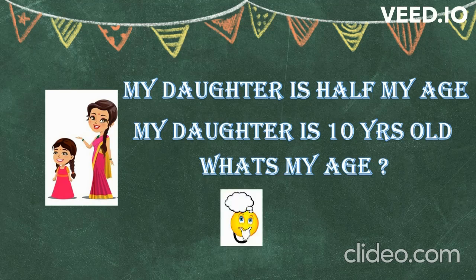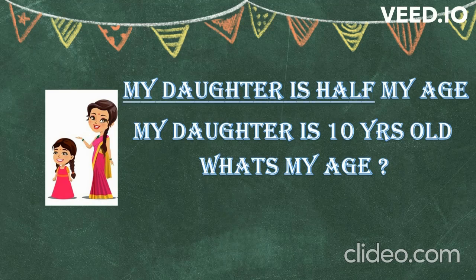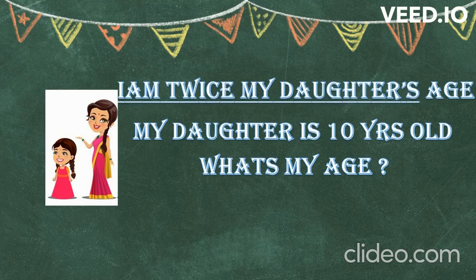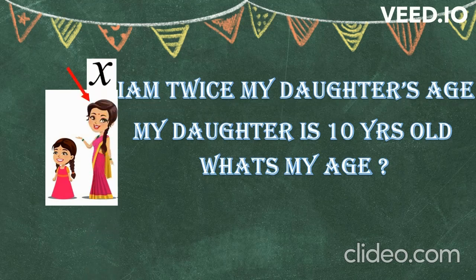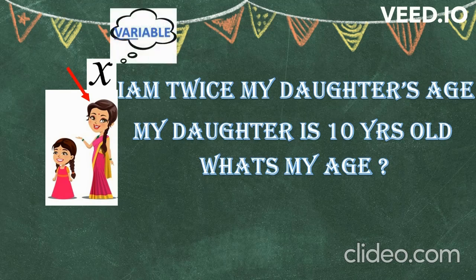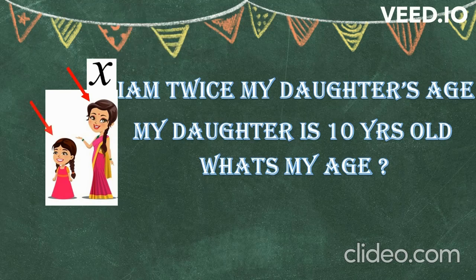Just think about it. Here it says my daughter is half my age, which means I'm twice my daughter's age. Since I need to calculate my age, I imagine a letter for it, say X. Algebra is all about using variables, right? I know my daughter's age, which is 10.